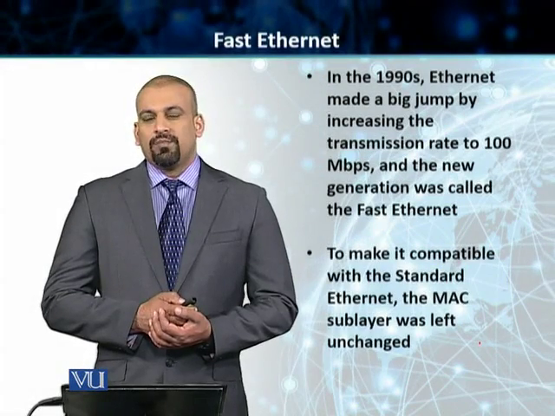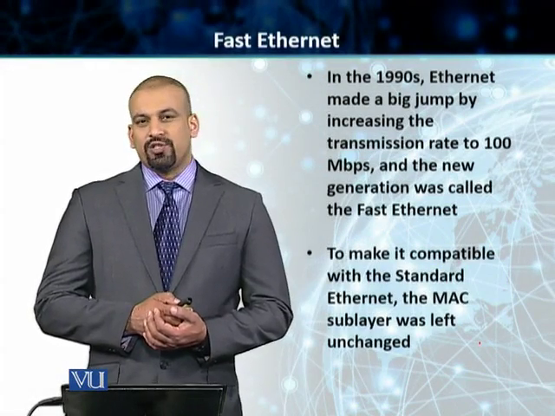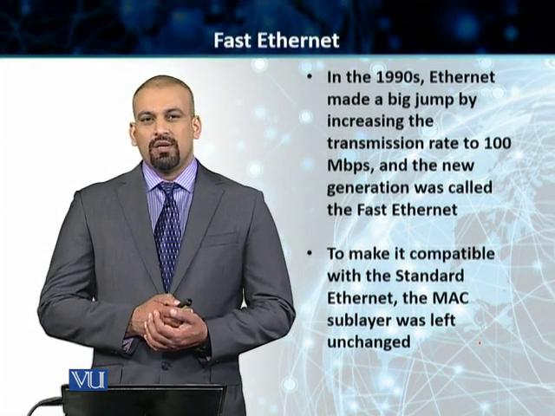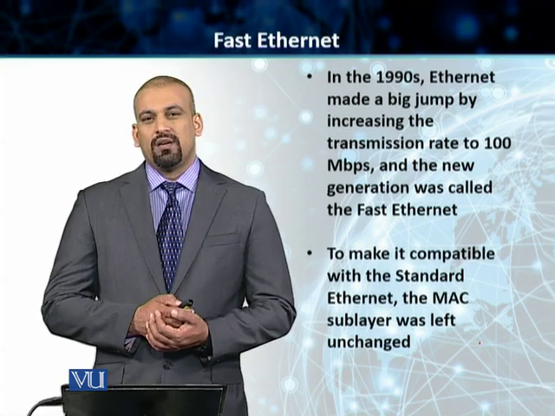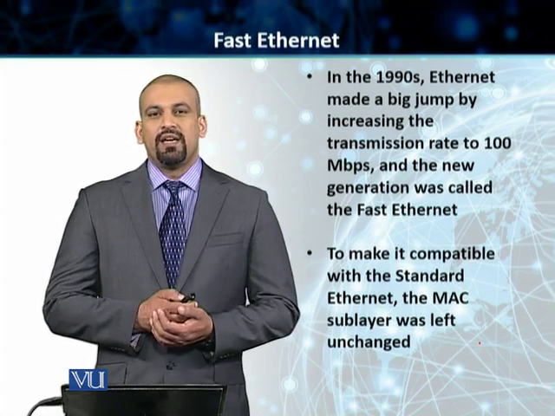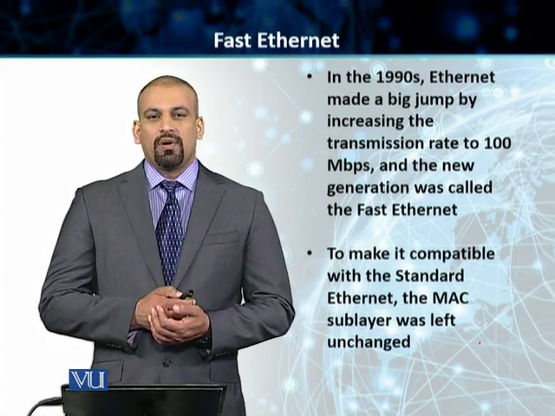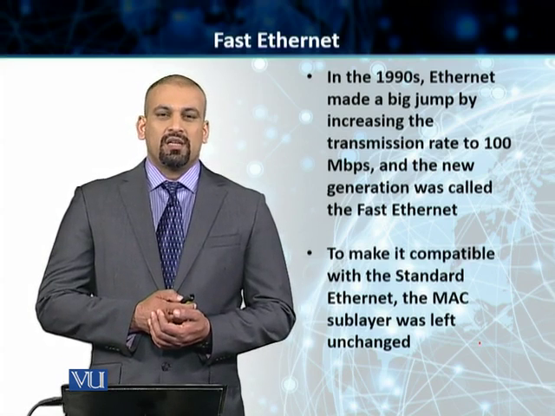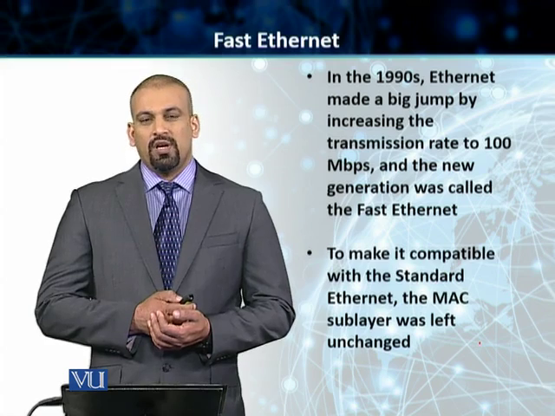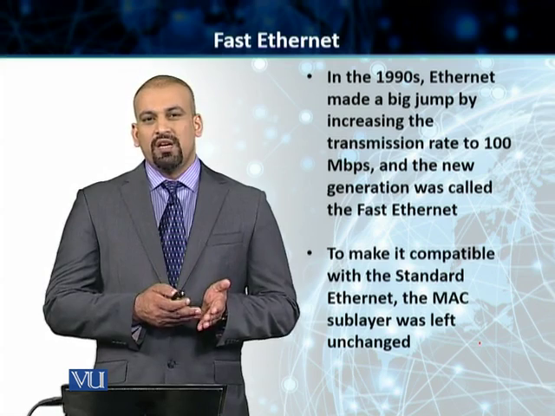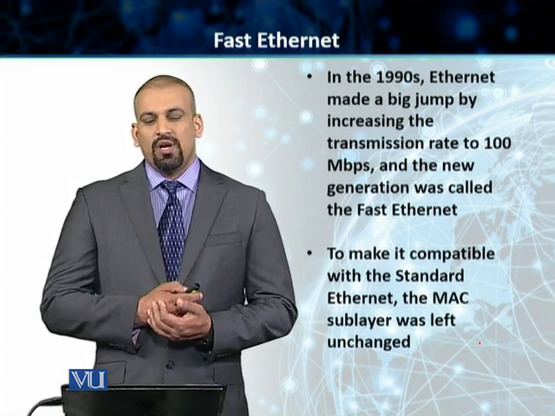Now students, let us start talking about the second generation of Ethernet, and that generation, after all the changes that we have spoken about, was called fast Ethernet. Students, in the 1990s, we made a big jump by creating what we call fast Ethernet, which was able to support 100 megabits per second. So a straight jump from 10 megabits per second to a new standard which was able to support 100 megabits per second.